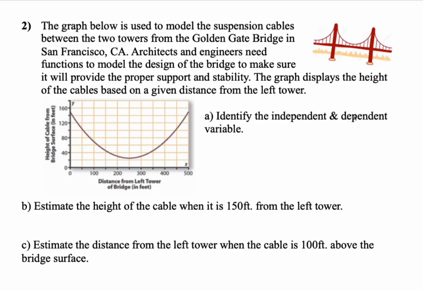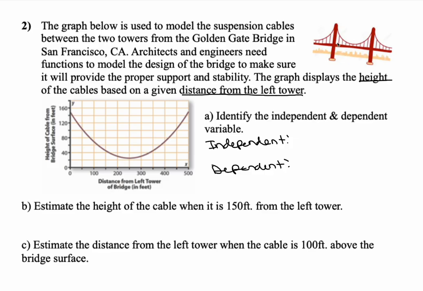So identify the independent and dependent variable. Thinking back at what independent and dependent means, dependent is what is changing because of something else. Independent is the piece that doesn't really change. It is the cause of the change, but it is not what is changing. So if we're thinking about here, we have the distance from the left tower. So we have the height and the distance from the left tower.